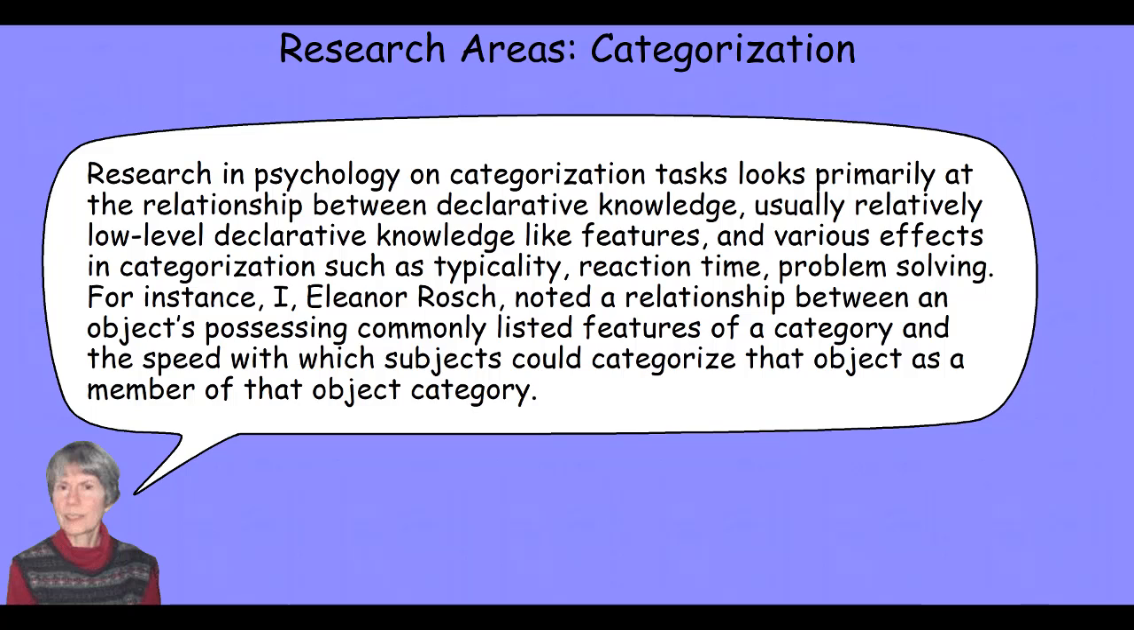So for instance, Eleanor Rosch, pictured down here, became famous and really caused a change in the direction of concept research when she noted a relationship between an object possessing commonly listed features of a category and the speed with which subjects could categorize that object as a member of that object category. Not just how quickly we did it, but how typical we would think that object was of the category, which we'll talk about again a little bit later.